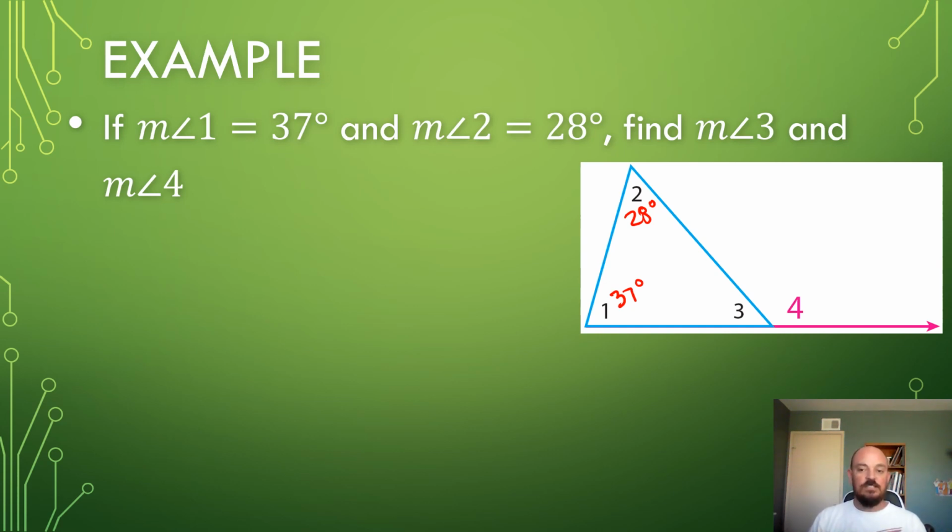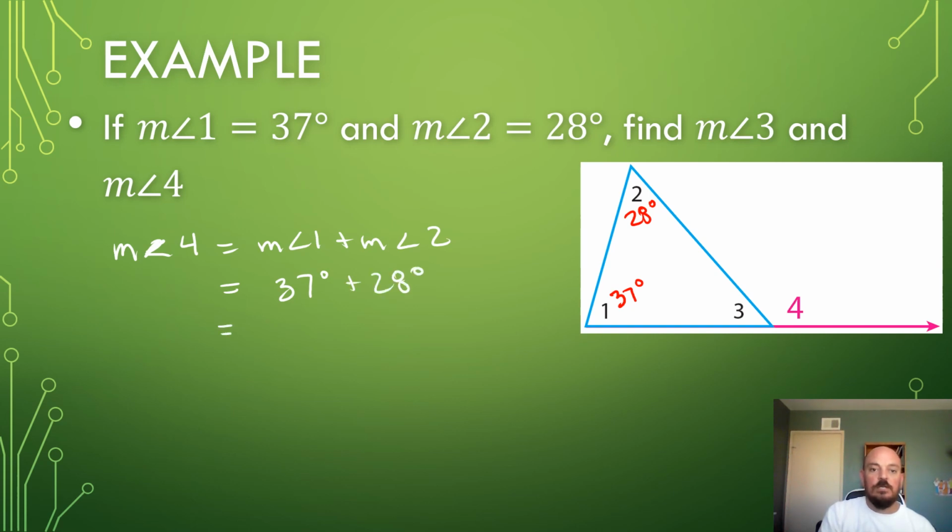Or, and I think this one would be easier, I'll probably do this, angle 4 has to equal angle 1 and 2. So if I just add up the two angles that I see, it's going to give me angle 4. Let's say measure of angle 4 equals measure of angle 1 plus measure of angle 2. That's the exterior angle theorem. That would be 37 degrees plus 28 degrees, 65 degrees. And that's the first part of our answer. We just figured out that angle 4 out here is 65 degrees.